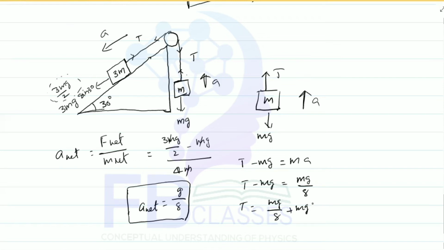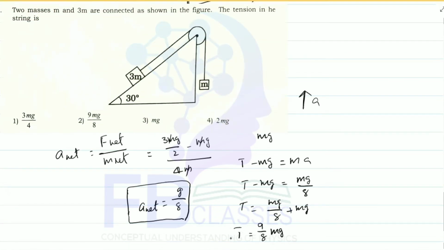How much is it? mg by 8 plus mg, that is 9mg by 8 is the answer. So T is equal to 9 by 8 mg. Understand? 9 by 8 mg. So the second option is the correct answer.